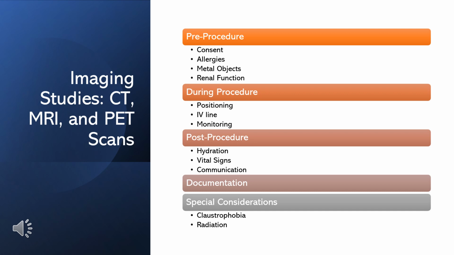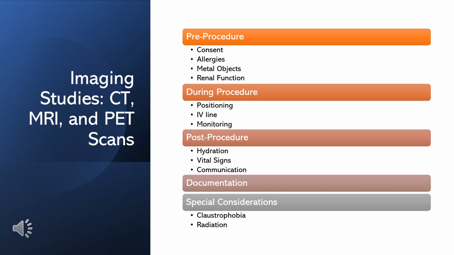Our role pre procedure, again, is to ensure that informed consent forms have been signed, and verify any allergies, particularly to iodine based contrast materials for CT or gadolinium contrast for MRI. Metal objects: ask the patient to remove any metal objects, especially if we're having an MRI. We need to check renal function because the contrast used in CT and MRI can affect renal function. We need to ensure that baseline renal function tests are available. If the patient is using gadolinium, we need to watch whether or not they're taking metformin, because that can delay our ability to get this test done.